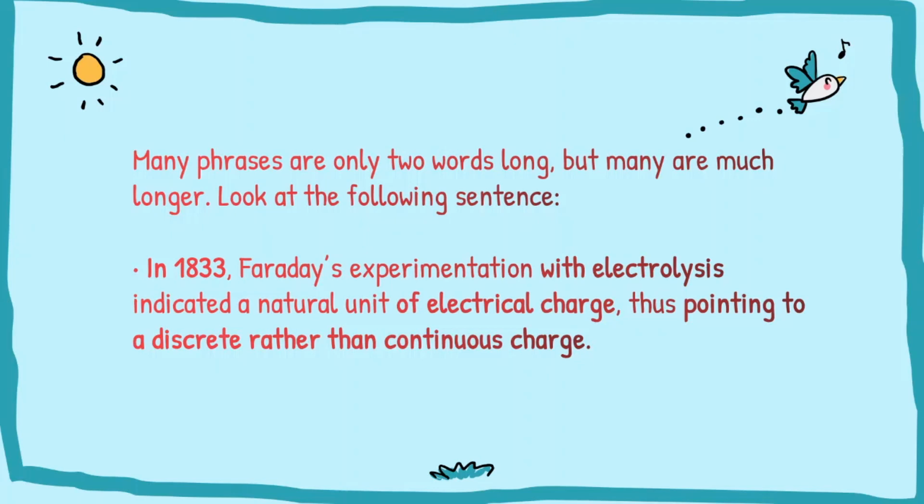In 1833, Faraday's experimentation with electrolysis indicated a natural unit of electrical charge. Now, if you consider this second part of the sentence, thus pointing to a discrete rather than continuous charge, you can see a group of phrases in this particular sentence.